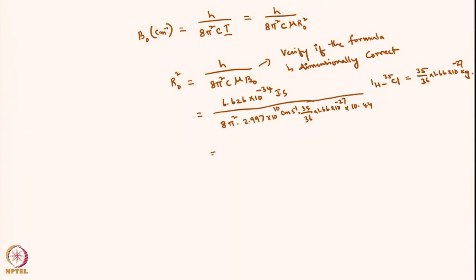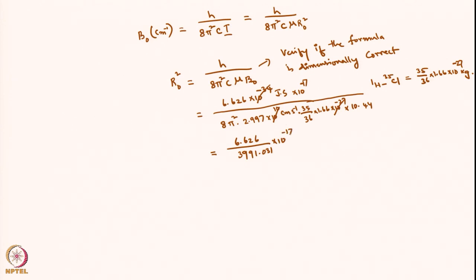So, I can do a little bit of algebra. This 34 and this 27 will cancel and then you will get 10 power minus 7, and this 10 power 10, I can cancel and write 10 power 17. Okay. So, what I will get is 6.626 divided by 3991.031 into 10 power minus 17. So, that is going to be the value.